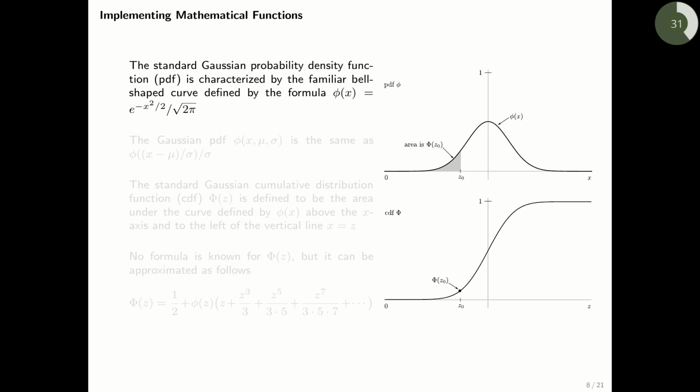Now let's talk about implementing some mathematical functions as a module. The mathematical function that we are going to consider is the Gaussian probability density function, the famous bell curve. Here we are looking at the Gaussian PDF. It is defined by the formula phi of x equals e to the power minus x squared divided by 2, the whole thing divided by the square root of 2 pi. This is the formula for a bell curve that has mean mu set to 0 and standard deviation set to 1.